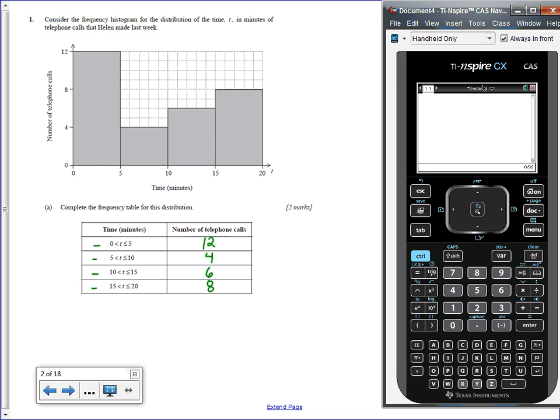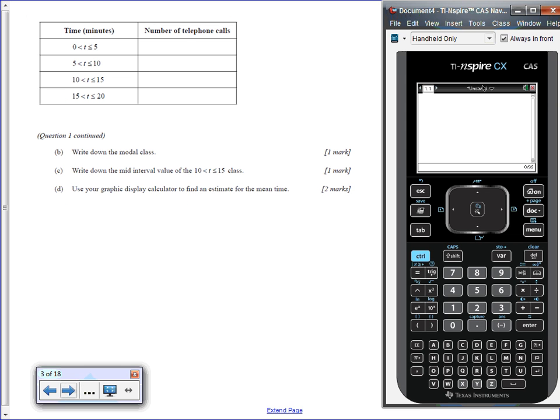And if you're unsure or you want to be really careful while you're on the test, you will have a ruler at your disposal, so you can just line it up against the top of the bar and follow the ruler all the way back to the y-axis so you can figure out what the frequency is. 12, 4, 6, and 8. We're going to fill those in here so we can use it for the rest of the question.